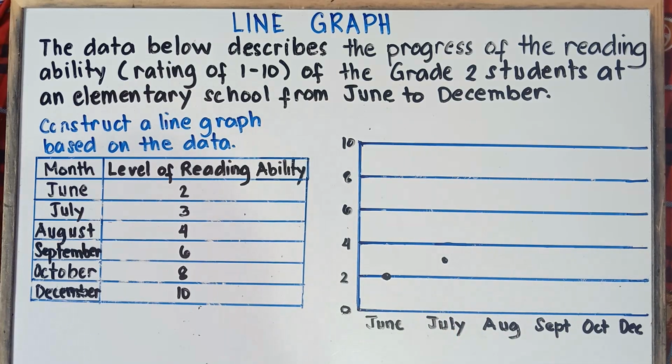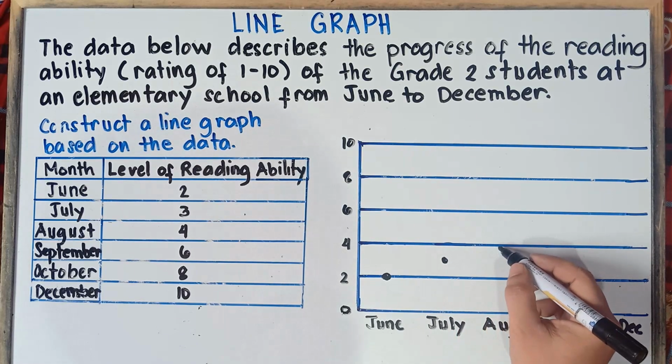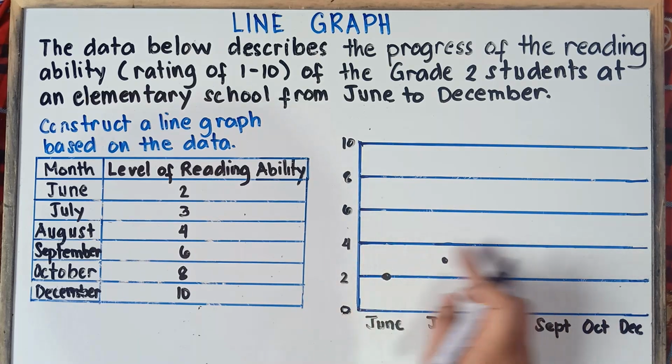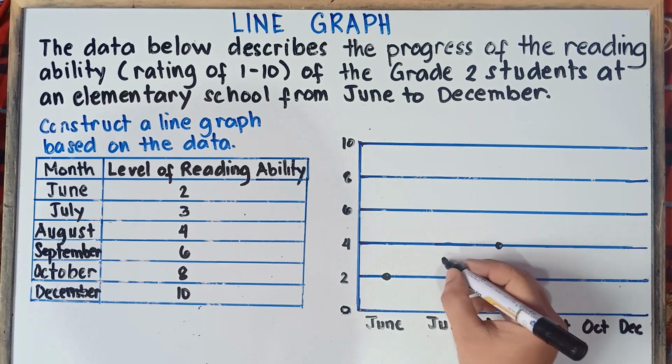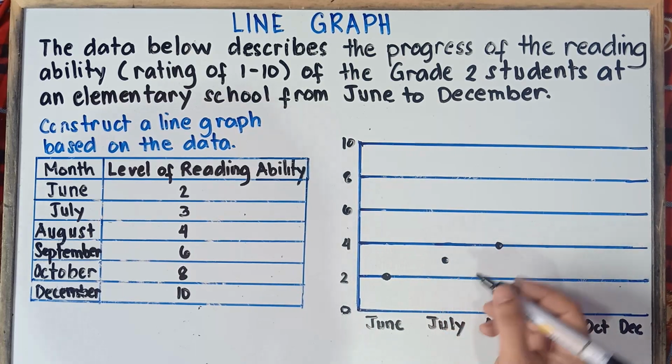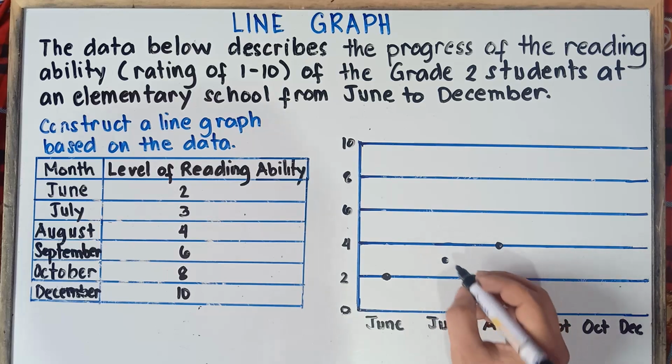Alright, and then for August, that would be 4. So if this is August, and that would be 4. So this one right here, exactly on this line. So that would be for August. Once again, class, you can draw dots. In the line graph, class, there would be dots and then lines.